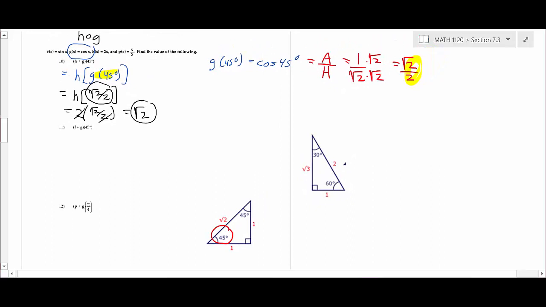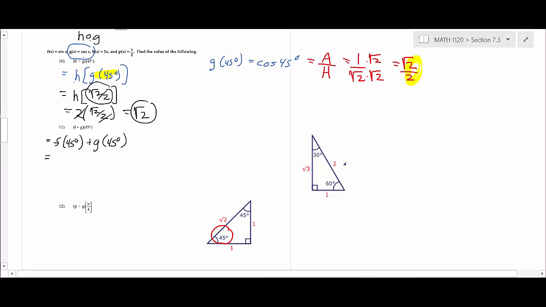Okay, the next one, this is not a composition of functions. This is algebra of functions. So what it says is f plus g of 45. One thing that you typically learn in a pre-calculus class or college algebra is that this would be the same as f of 45 plus g of 45. That's a property that you have in algebra of functions, is you can just do those two things separately, okay?